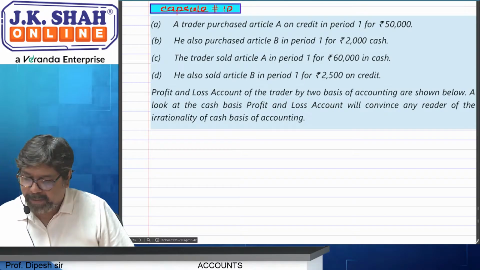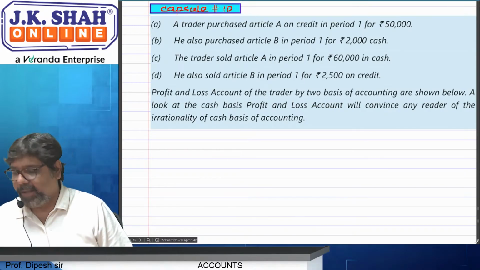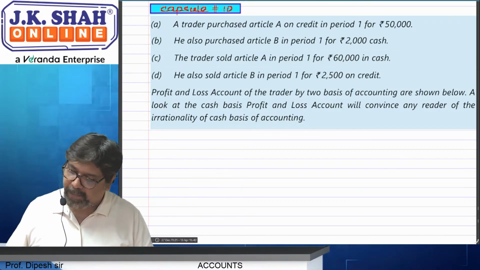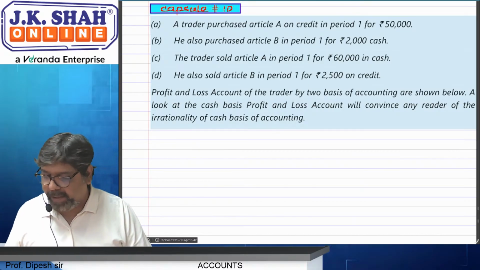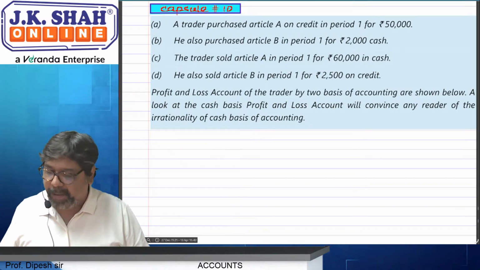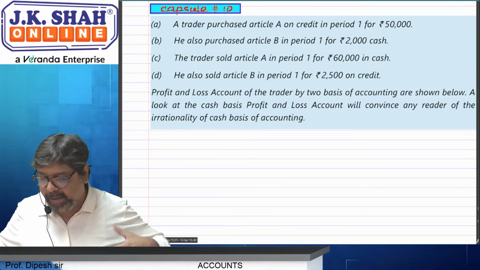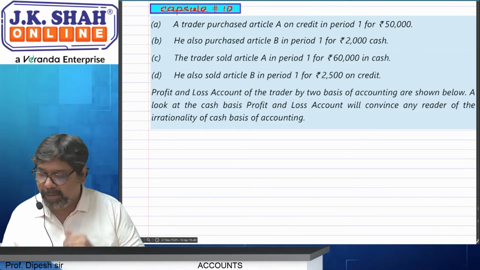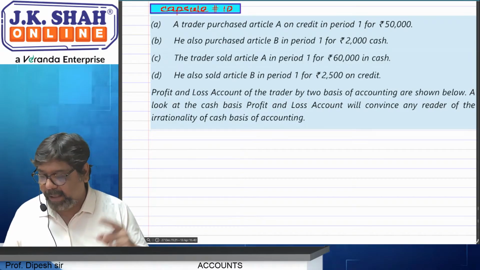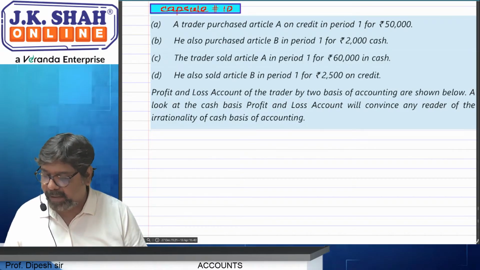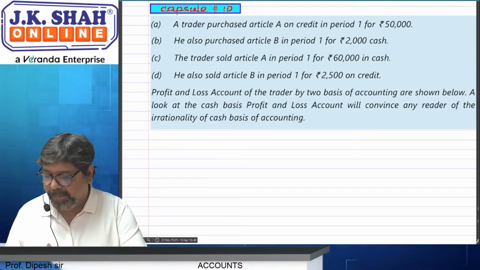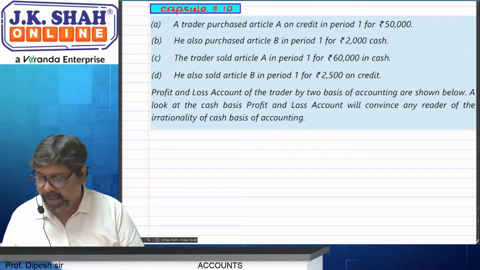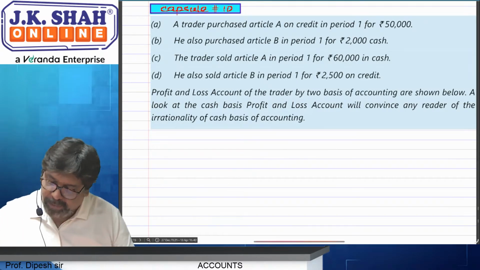A trader purchased article A on credit for rupees 50,000. He also purchased article B in period 1. He purchased article A on credit in period 1 for 50,000. He also purchased article B in period 1 for 20,000 cash. The trader sold article A in the period for 60,000 cash, and article B in period 1 for 2,500 on credit. Prepare the profit and loss account of the trader by two bases of accounting as shown below.